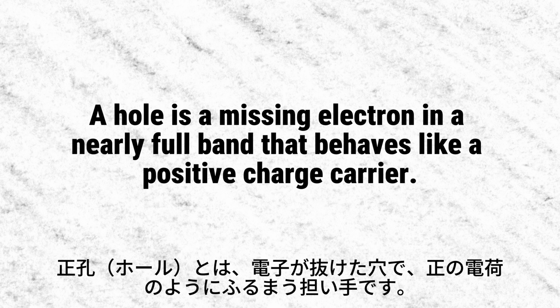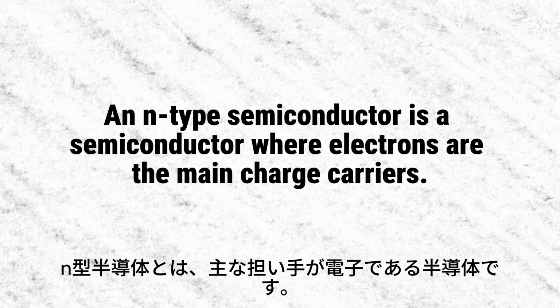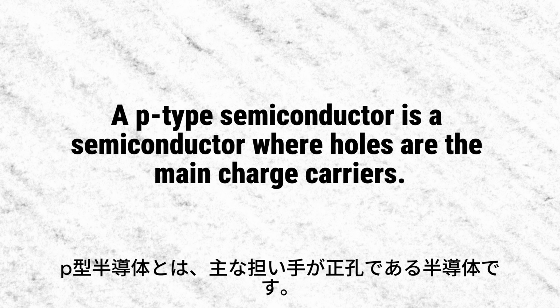A hole is a missing electron in a nearly full band that behaves like a positive charge carrier. An N-type semiconductor is a semiconductor where electrons are the main charge carriers. A P-type semiconductor is a semiconductor where holes are the main charge carriers.